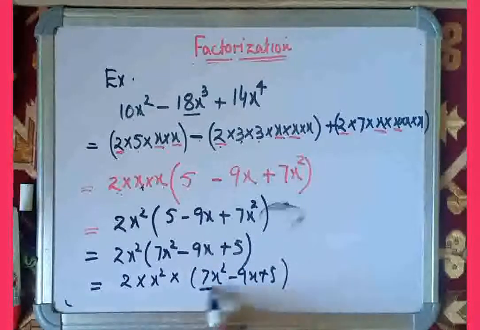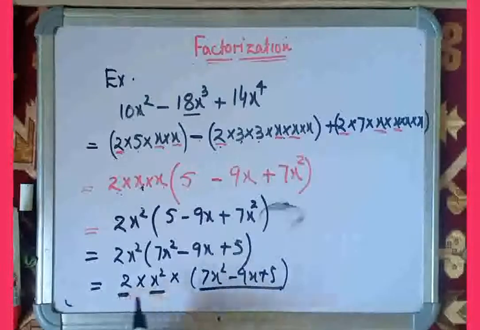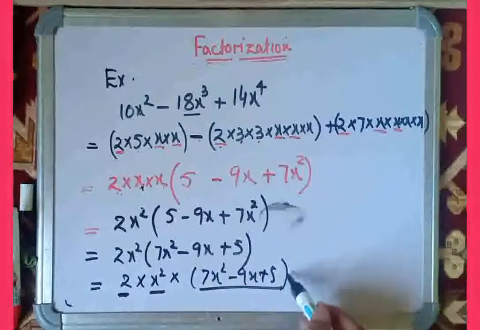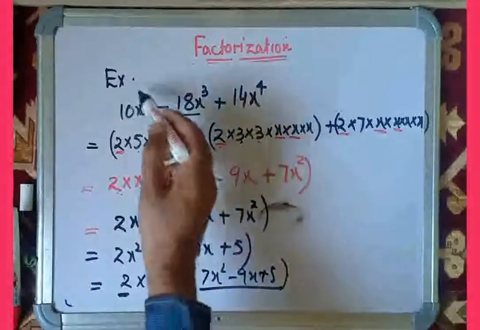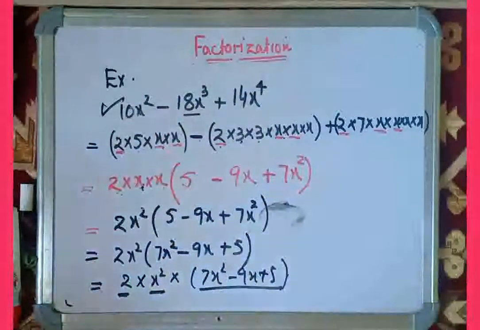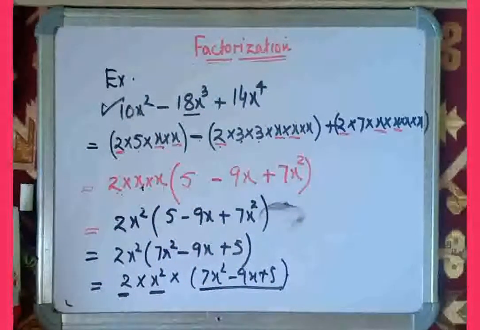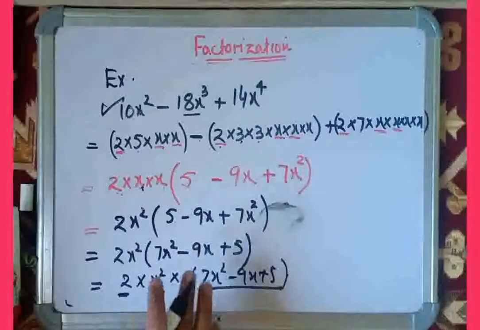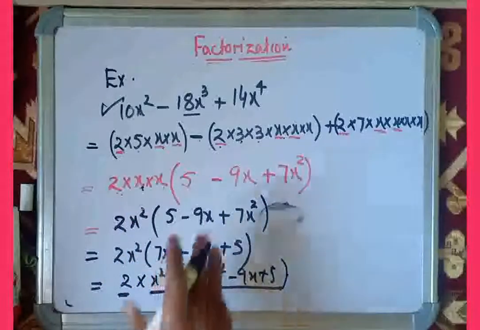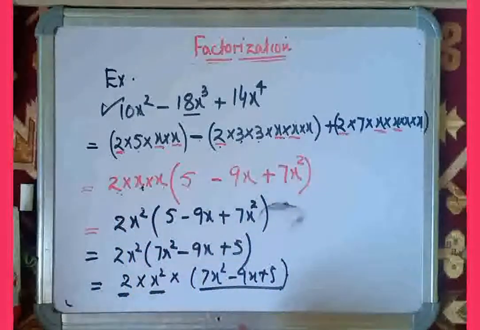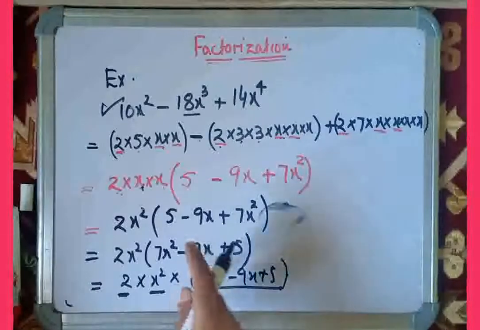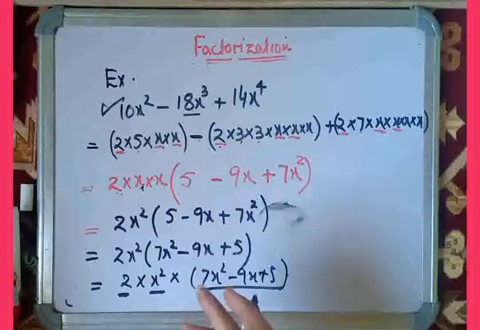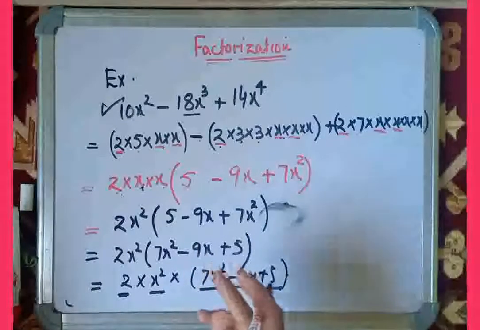So this is one factor, this is another factor, and this is another factor. These are the irreducible factors of this algebraic expression. That is all about this factorization. In the next topic, we'll be talking about factorization again by regrouping. We'll be taking care of that in the next video lecture.